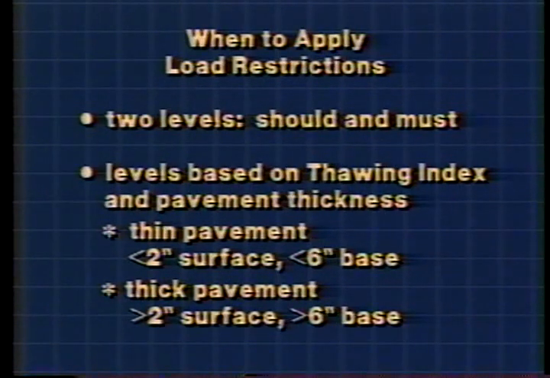Both are based on the thawing index and whether the pavement is thin or thick. The definition of a thin pavement is that it has a surfacing depth of 2 inches or less and a base course thickness of 6 inches or less. A thick pavement has a surfacing depth greater than 2 inches and a base course thickness greater than 6 inches.